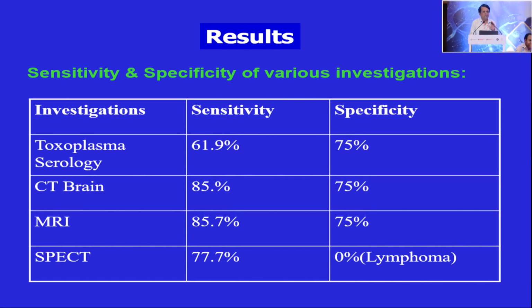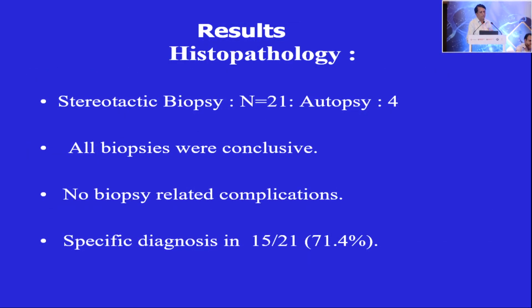Then we went back and looked at the sensitivity and specificity of various investigations. Toxoplasma serology sensitivity is about 61.9%, specificity is about 75%. CT brain 85%, 75%; MRI 85.7% sensitivity, specificity was 75%. SPECT scan is useful mainly for lymphoma. Then we did a stereotaxic biopsy.